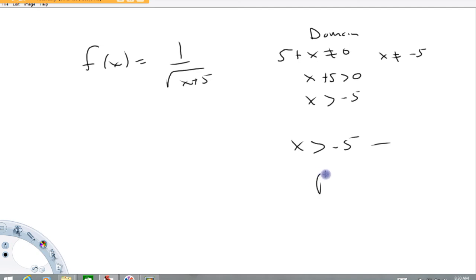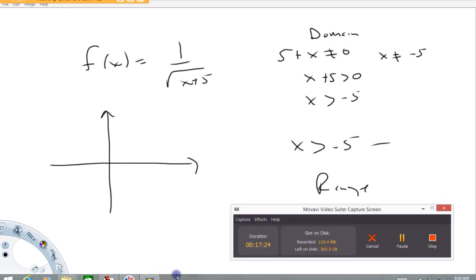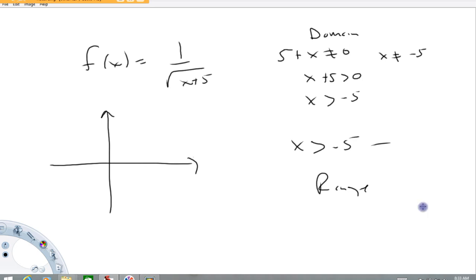Okay, range. Let's start talking about that. Now I'm going to have to pause this for just a moment and see who's on the phone. Okay, I'm back. Now I've got to get back into thinking about what we were doing here. I believe we were talking about the range of this function right here.